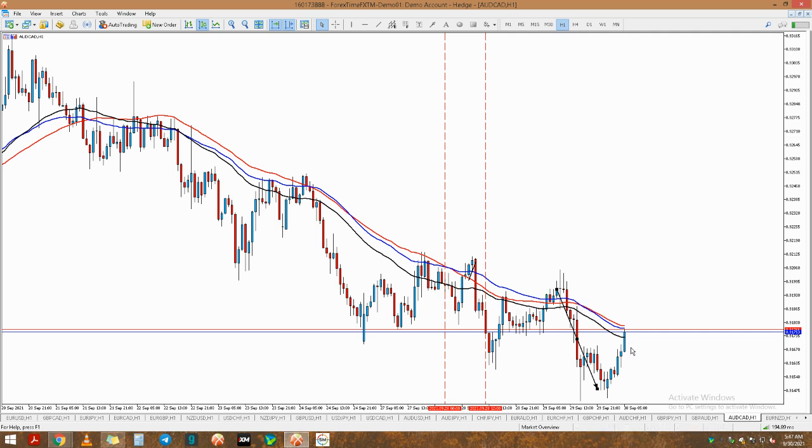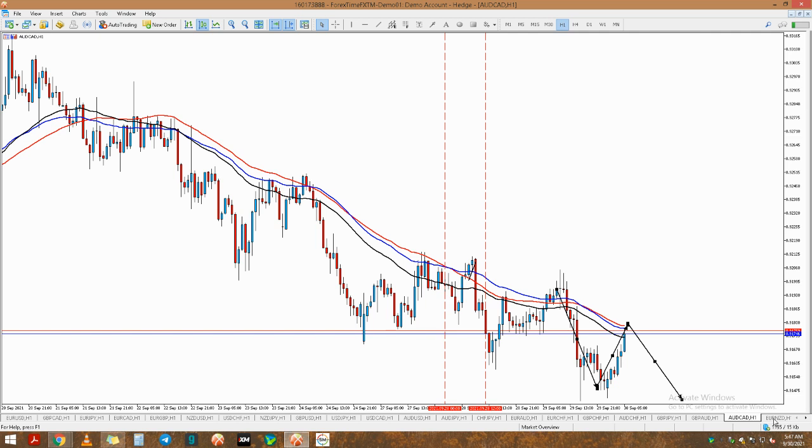Audi CAD, yes, it looks like a potential trading opportunity. I'll just watch it for today because we're already having an impulse move down. There is a possibility that this retracement might give us another potential push ahead. So that's 7, I'll be watching Audi CAD too.